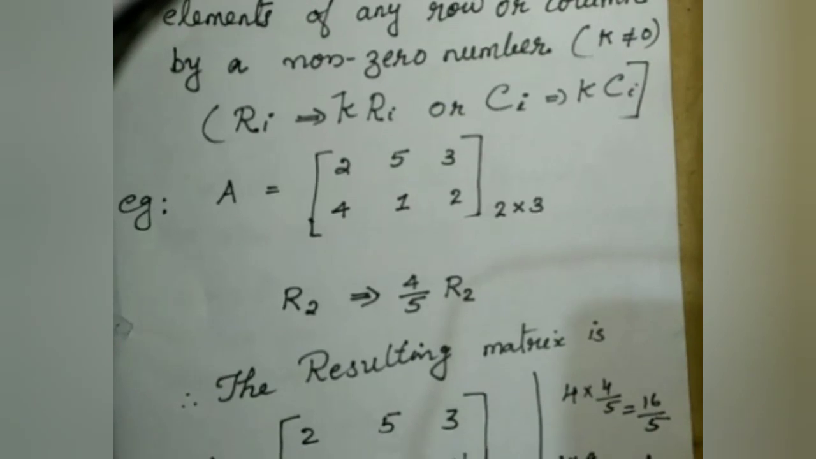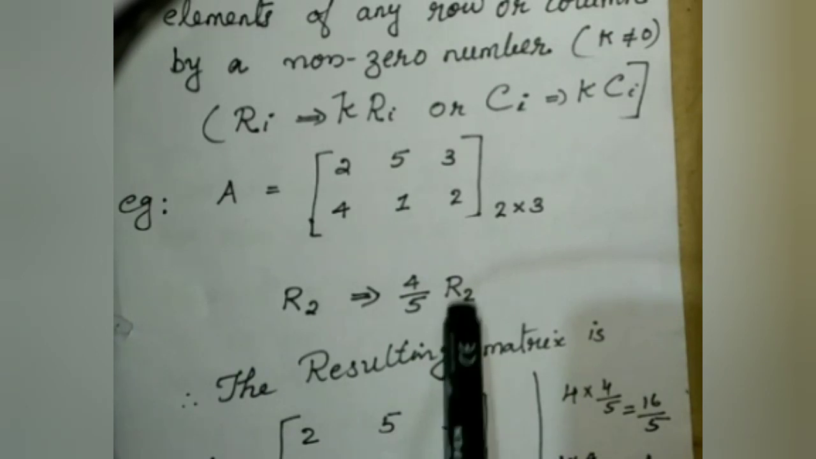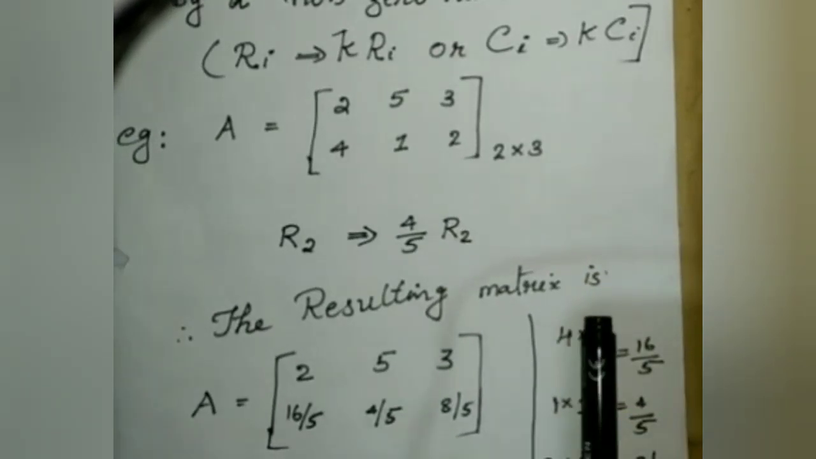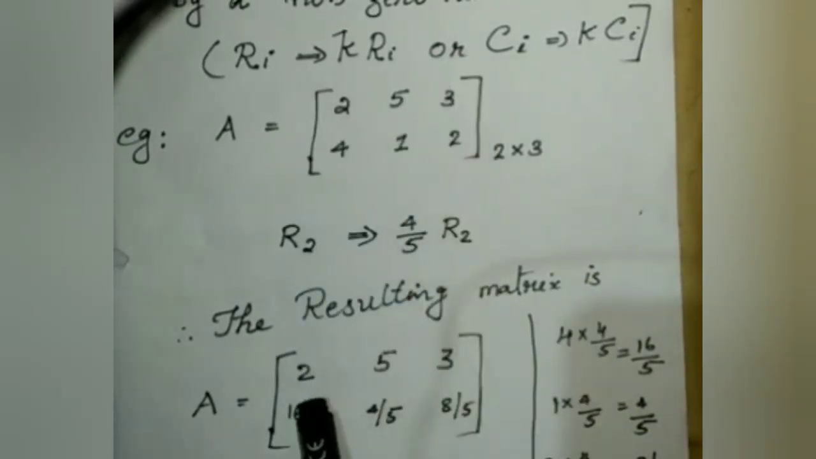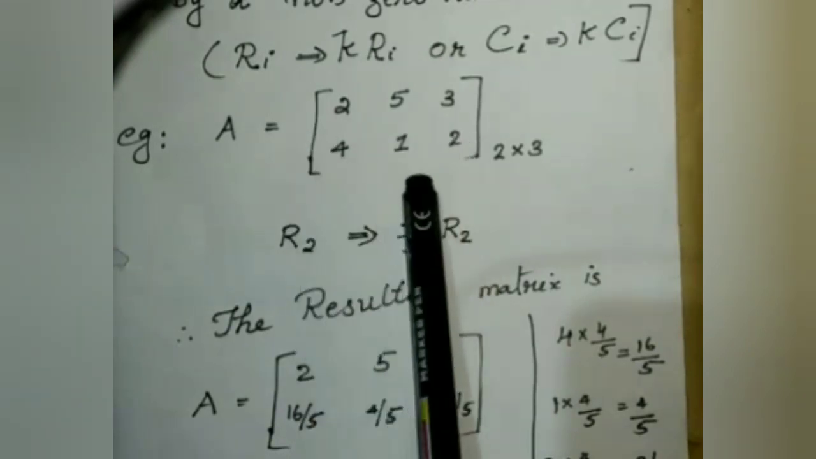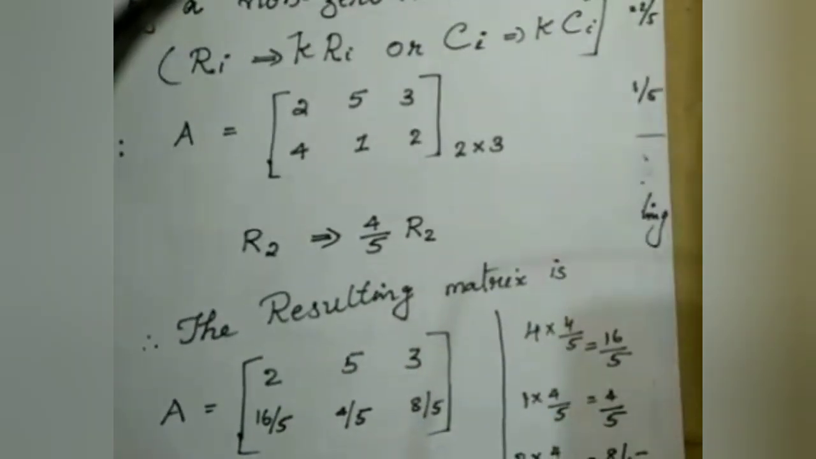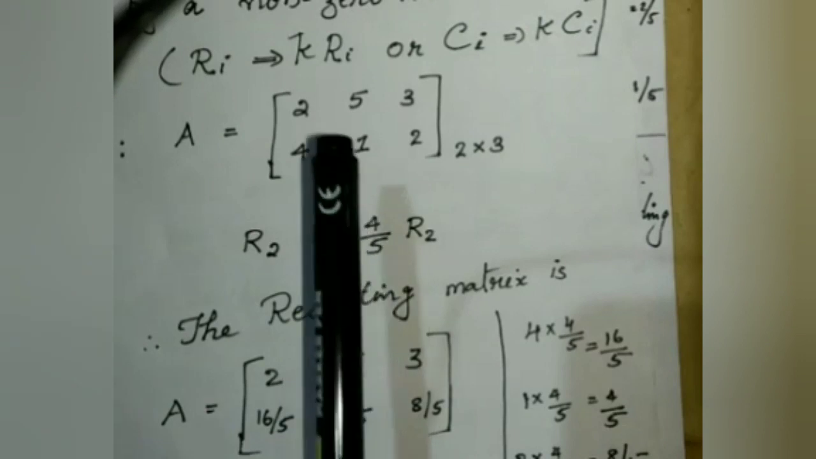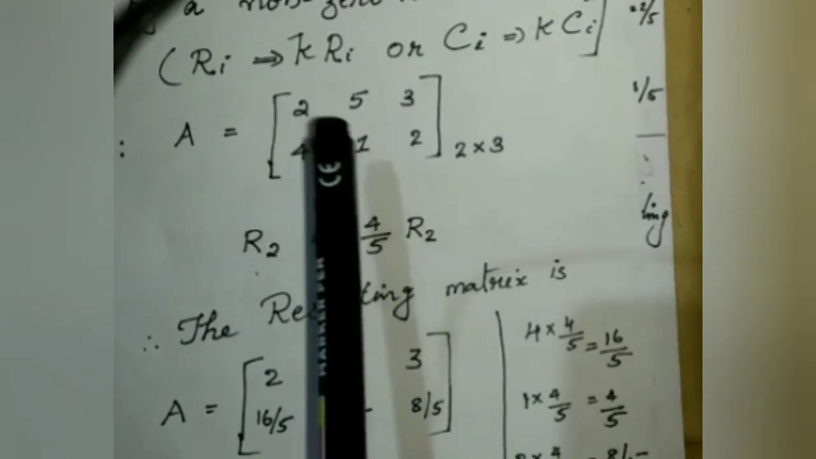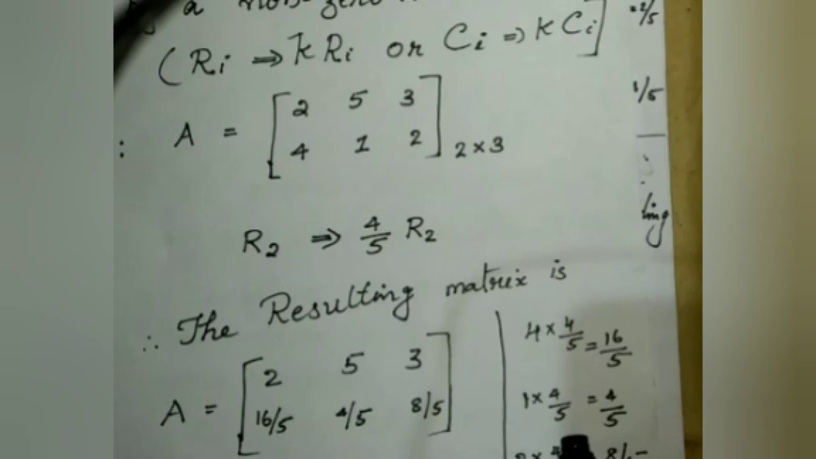It can be divided into two categories, one for rows and one for columns. Here the second row is changing, that is R2 → (4/5) R2. Therefore, the second row elements are changing. The resulting matrix has the first row elements the same, 2, 5, 3. In the second row, the first element is 4, multiplied by 4/5, which is 16/5. The second element is 1, also multiplied by 4/5, which equals 4/5.